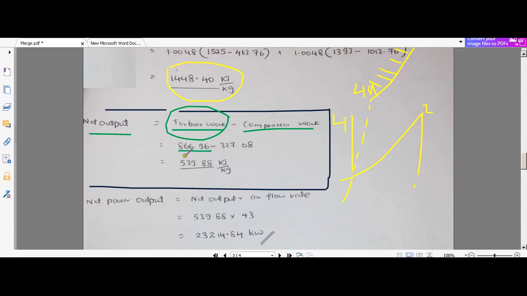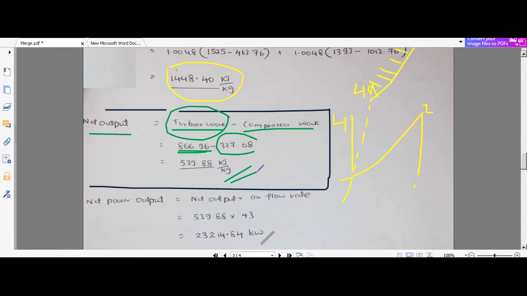So what is this turbine work? Turbine work is the energy that is provided by the turbine to us in order to do our work, but we can't get that full amount. Some amount of that is used to run the compressors, right? So turbine work minus compressor work would be the net output. I hope that logic is clear.